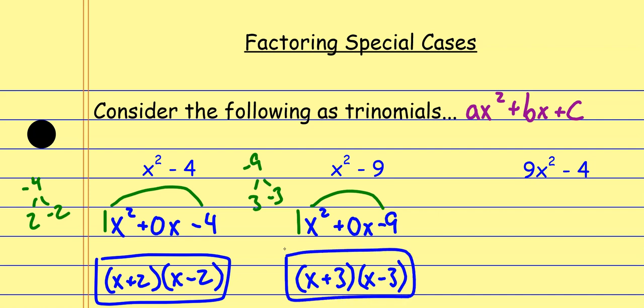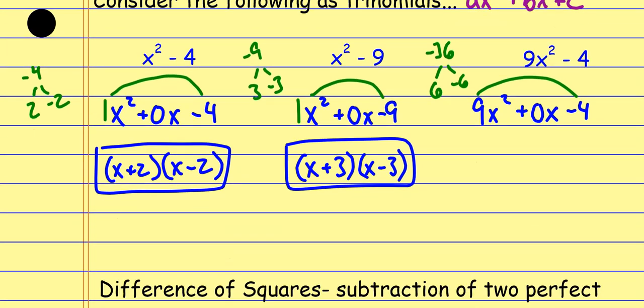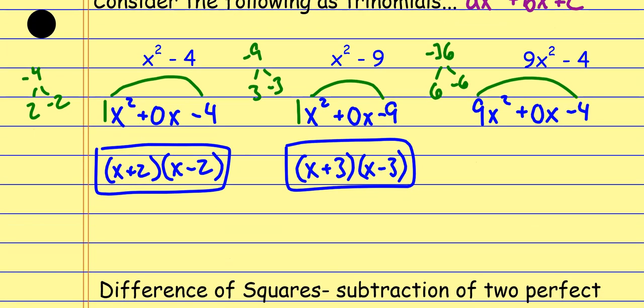Okay? If I look at the next one, once again, yes, the middle term is missing, so I'm going to plug it in as a 0. 9x squared plus 0x minus 4. And now I can build a bridge. 9 times a -4 is a -36. 2 numbers that multiply to a -36 but add to a 0 are going to be a +6 and a -6. I can't use that other shortcut I know this time because that other shortcut only works when the a value is a 1.